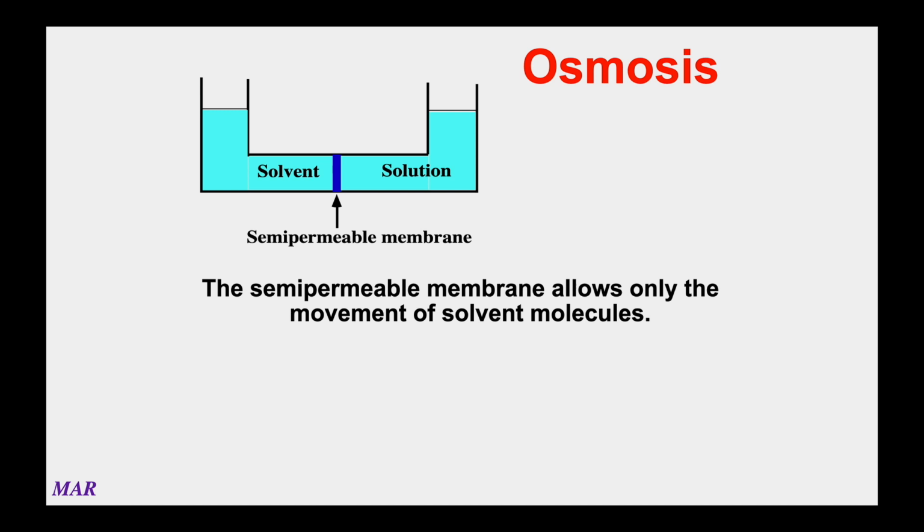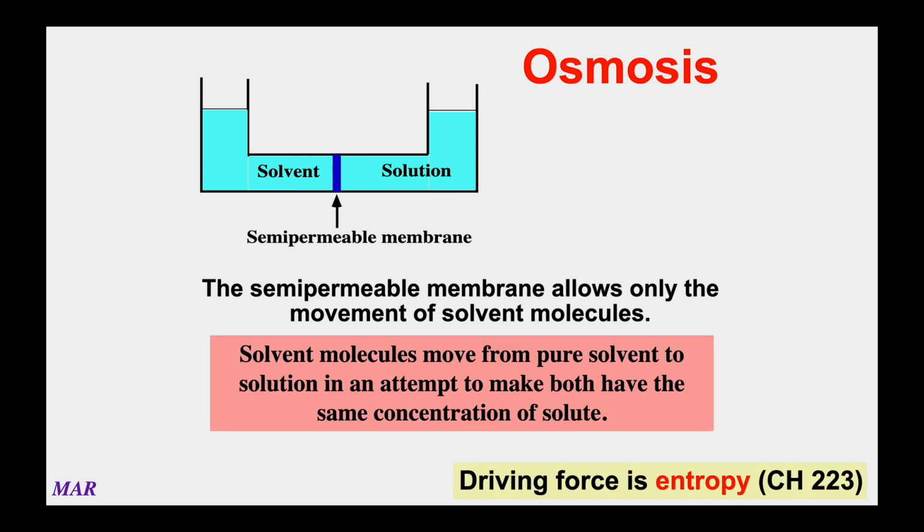In osmosis, you think about it as a solution on one side and pure solvent on the other side. And there is a semi-permeable membrane that separates the two. The semi-permeable membrane usually allows solvent to go back and forth, but the solute on the solution side has to stay there. All right? So the membrane just allows solvent to go back and forth, but the solute is stuck on the left-hand side of that picture. Solvent molecules move from the pure solvent to the solution. It's almost like they're attempting to make both the solvent and the solution have the same concentration of solute.